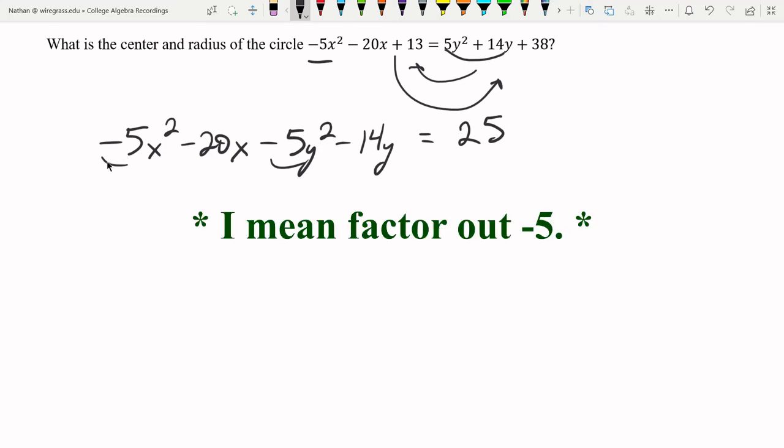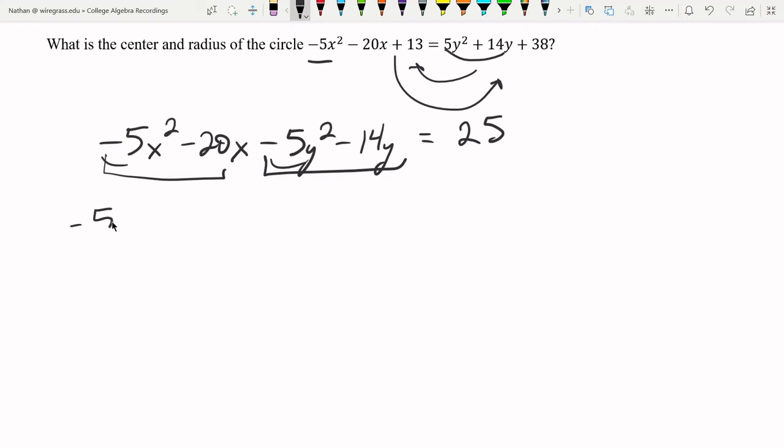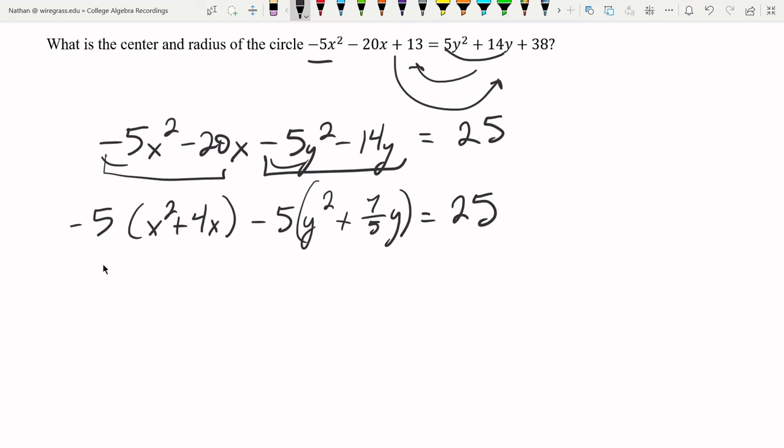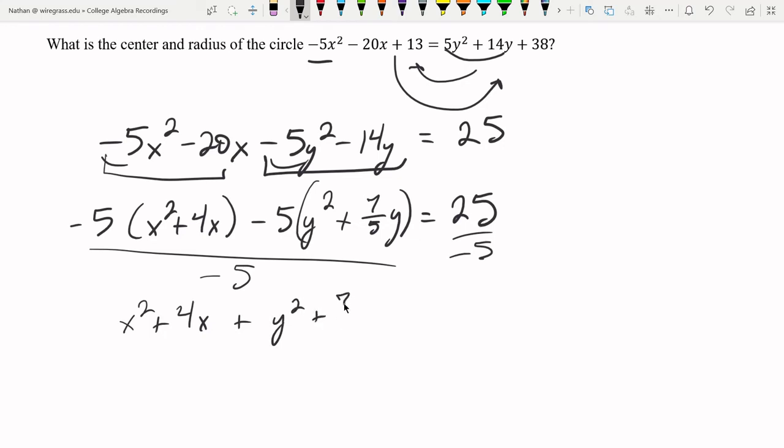I'm going to divide negative 5 out of the first two terms and negative 5 out of the second two. So I get x squared plus 4x minus 5 y squared plus 7/5 y equals 25. And now I can divide both sides by negative 5. Doing that gives me x squared plus 4x plus y squared plus 7/5 y equals negative 5.